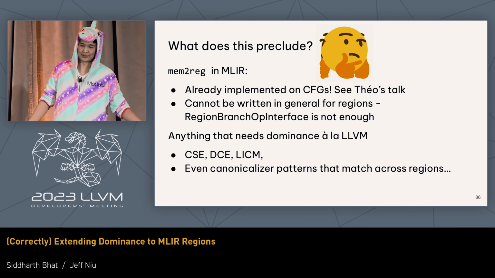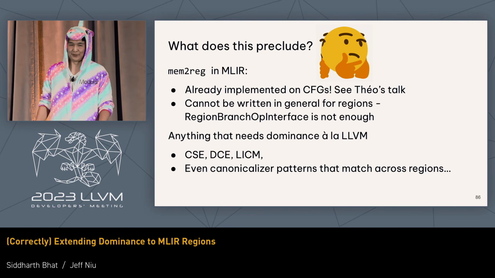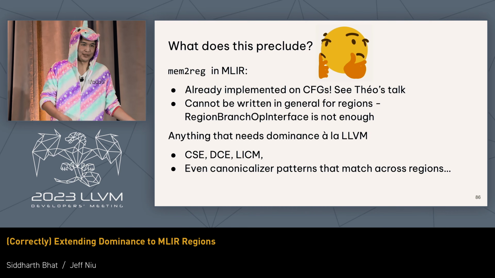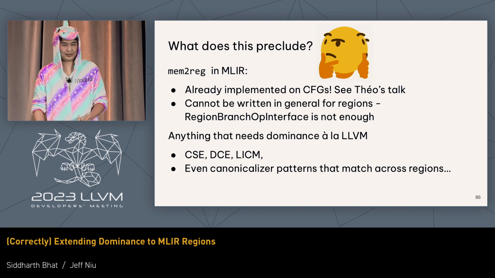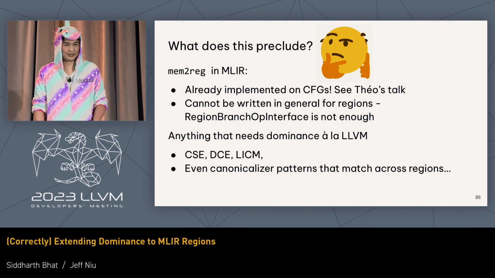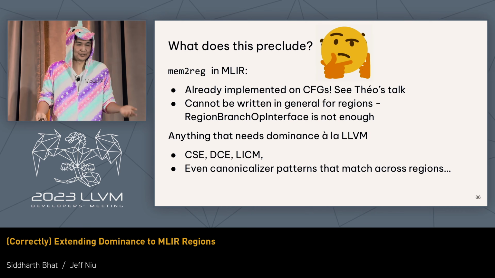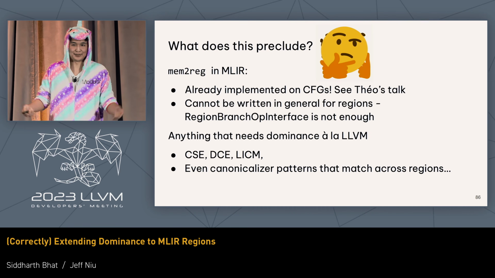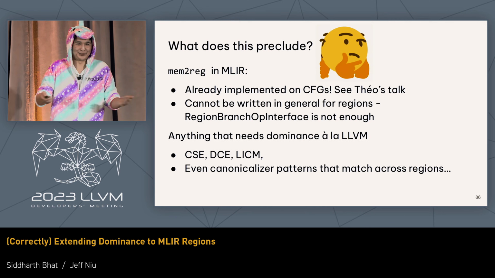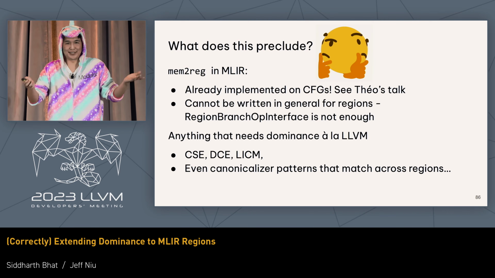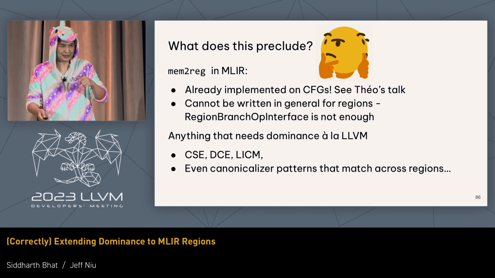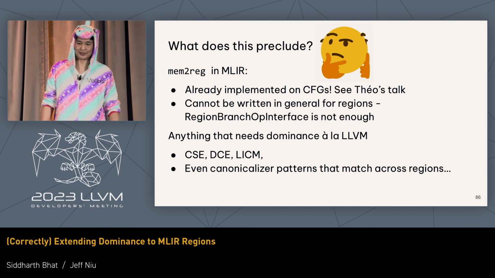Yeah, so the problems are that things like mem to reg are not going to work on regions in general in MLIR without this. Anything that uses dominance like LLVM does is not going to work in general with MLIR regions. This can be CSE, as we've seen, dead code elimination, loop invariant code motion. Even canonicalizer patterns that match across regions will break, because they assume that there's some uniformity or some flow of control flow. It doesn't check where the SSA value comes from. It's, oh, I'm using this thing, but it turns out it's defined in another region.